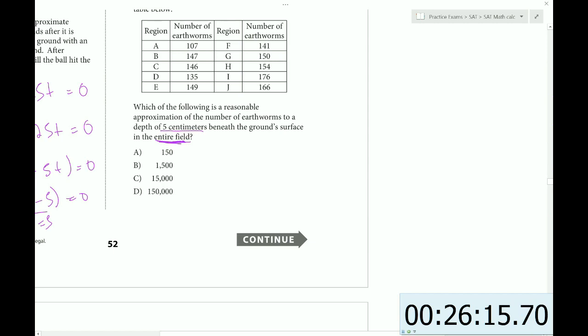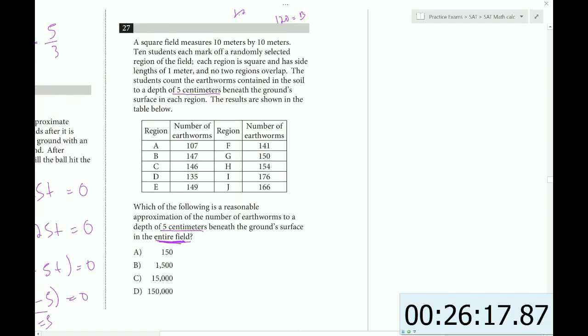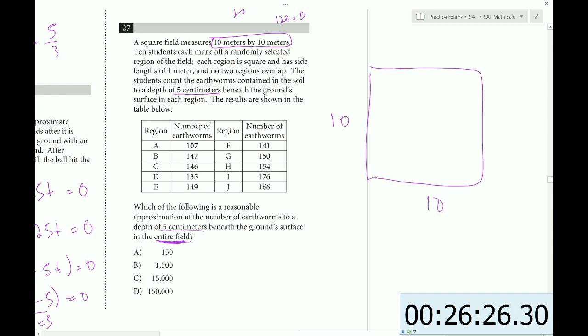So they only sampled part of the field, not the whole thing. So it's a 10 by 10 field. So let's just map it out here. 10 by 10. And what they did was 1 by 1 sections, right? So they did 10 1 by 1 sections, which basically means they did 1 column, okay? And that might not be 10, but that's okay. They did 1 column, so they did 1/10 of the field, okay?